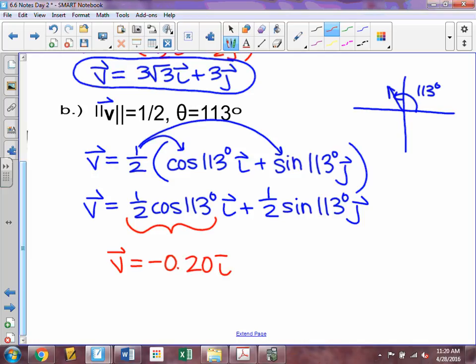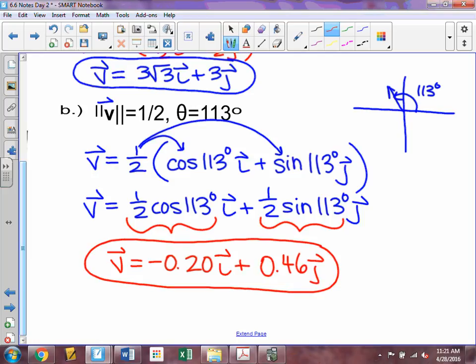negative 0.20. Okay, you see what you did? And then 1/2 times the sine of 113 gives us what? 0.46 j. Good. Guys, it's only a half. Think about this. This vector that I drew in is only a half of a unit. That's all it is. It's not going to be less than that very much. Okay, it's a half unit.